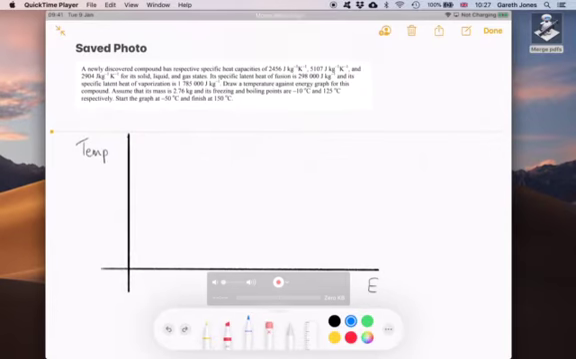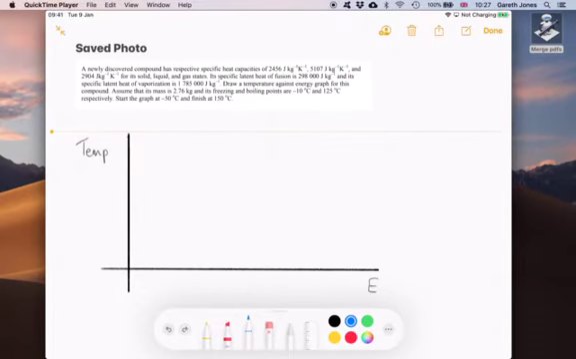Let's take a look at the specific heat capacity. So you can see in the question, the specific heat capacity when it's a solid is 2456 joules per kilogram per Kelvin. And when it's a liquid, we have 5107 joules per kilogram per Kelvin. And for a gas, we have 2904 joules per kilogram per Kelvin.